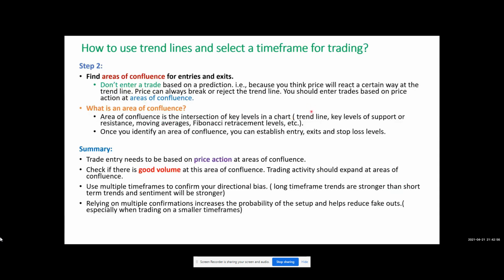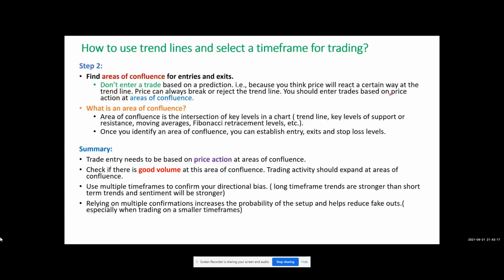It can be an intersection of a trend line, key level of support or resistance. It can be a moving average. It can be a Fibonacci retracement level, which is something that I will teach you in lesson number 10. But you guys get the point, right? So if you rely on one point for confirmation, just the trend line, that is a good setup.